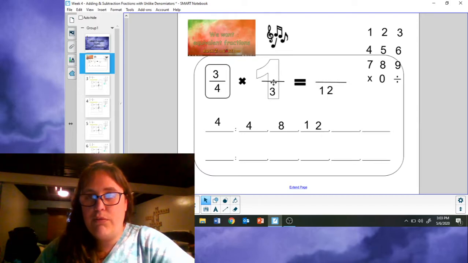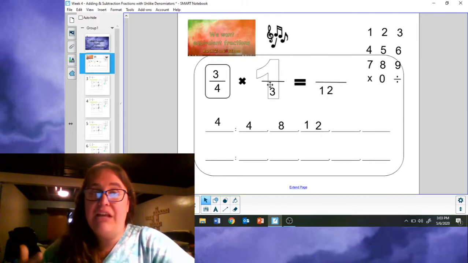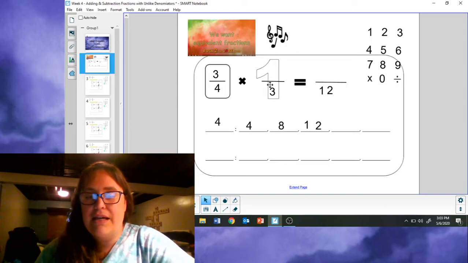This needs to be a form of 1. If I have a candy bar and it's cut into 3 pieces, how many would I have to eat the whole thing? I would have eaten 3. So then I'm going to multiply across the top just like I did the bottom. So 3 times 3 is 9. So 9/12 is equivalent or equal to 3/4.